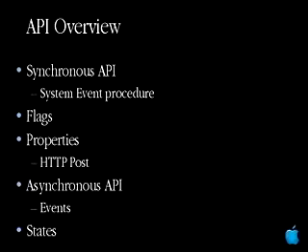So now you know what you're going to do with it, I hope, and let's talk about how to do it. Let's go through the API. We'll talk about the synchronous API, which is the easiest to use. We'll go through flags, which control aspects of the transfer. We'll talk about properties, and then we'll move into the asynchronous API. It's a little more flexible, but consequently a little more difficult to use. And we'll talk about states.